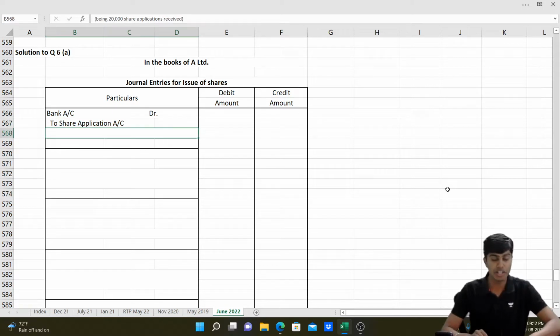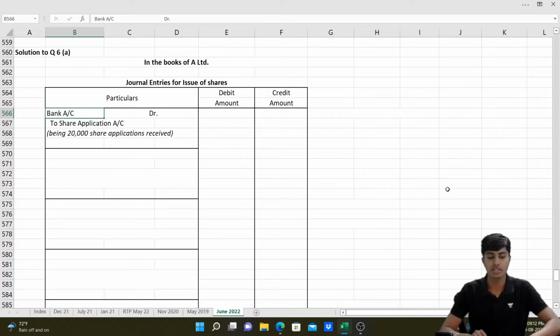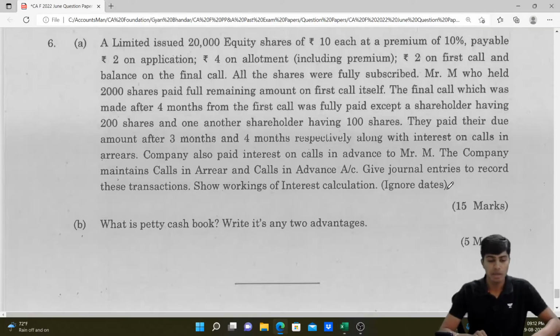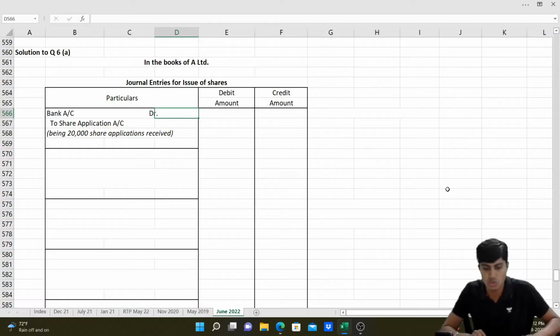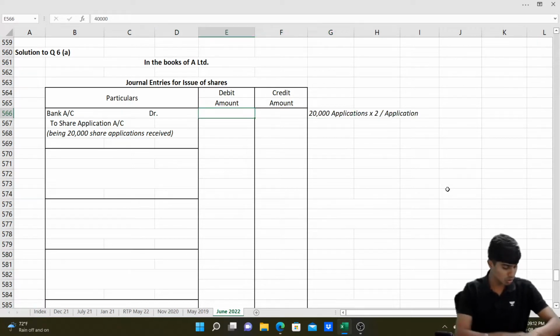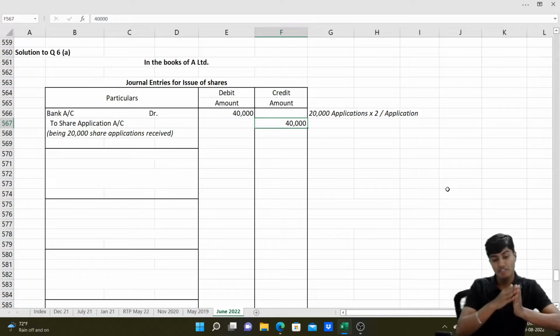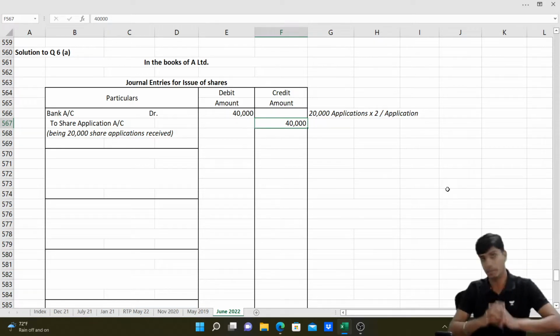This is being share application money received on how many applications? On 20,000 applications. And this is computed as per application we are collecting rupees 2. So I'll do 20,000 into 2. 20,000 applications into 2 rupees per application, that comes to 40,000. This application money, whatever I've collected, I'll post this from my share application account to share capital.